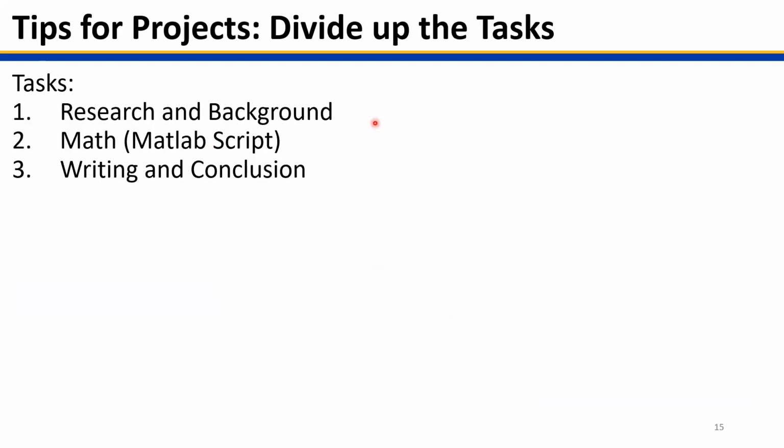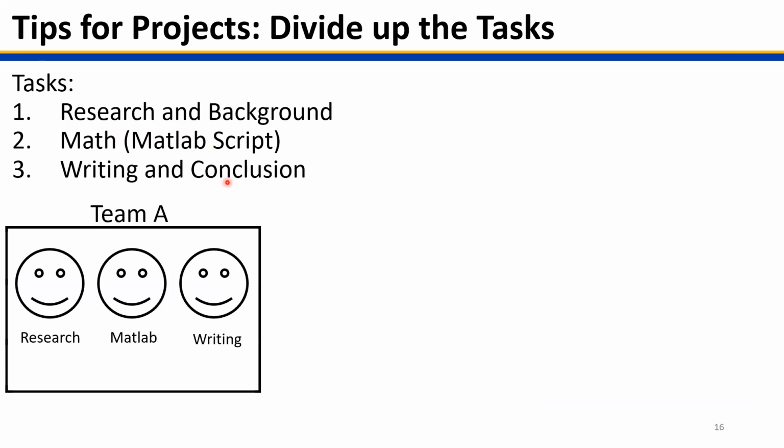So here's a tip. You can divide up the tasks. If there's 3 tasks, essentially have research and background, you have the mathematics, which is your MATLAB, and then writing and conclusion, okay? So let's say we have team A. We have 3 members in team A, and one person does the first task, research. The second person does MATLAB. The person that did research informs the person who's going to do the math, and then the last person does writing. So you can do it like that.